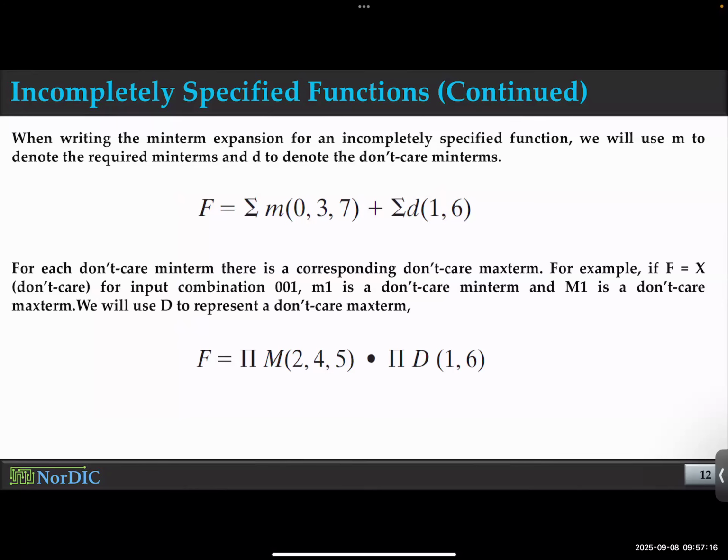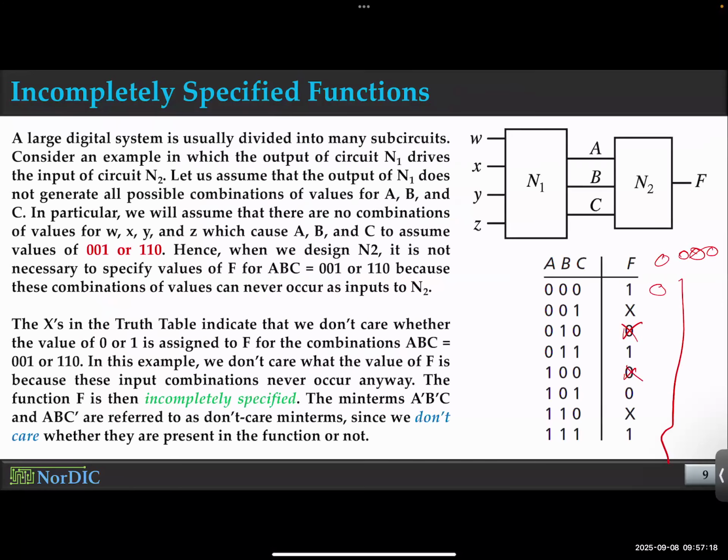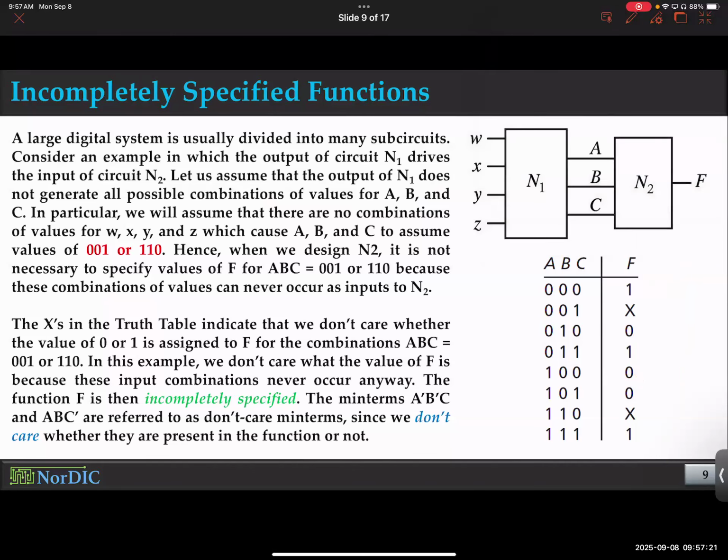Before we move to the next one, when I express this in min term and max term expression, folks, work with me on this. Just look at the ones. When I try to express this as a min term expression, can anybody help me write it? Summation m, which stands for min term. What should be the numbers that I take in? 0, 3, and 7.